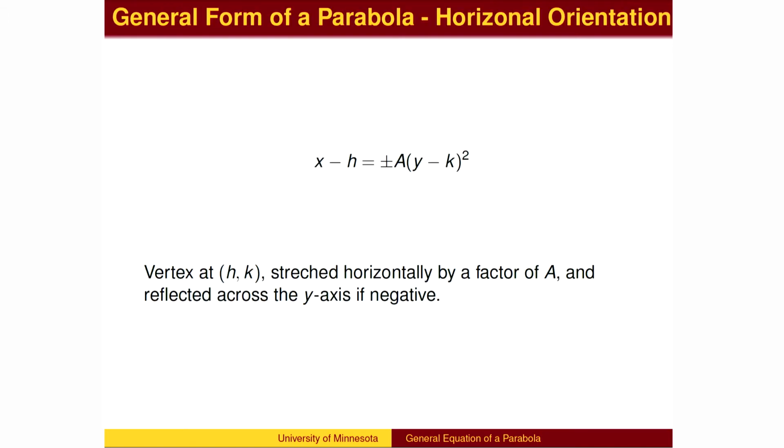For the parabola in the horizontal direction, the standard formula is similar. The h shifts the parabola in the x direction, and the k shifts the graph in the y direction. A minus sign will reflect the graph horizontally so that it now points to the left. The a will stretch the graph horizontally, making the x distances larger by a factor of a.